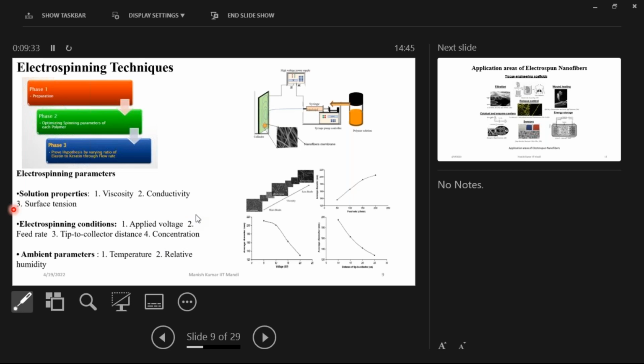Okay. Sorry for this interruption, this interference. So next are the electrospinning conditions: applied voltage, feed rate, and tip.